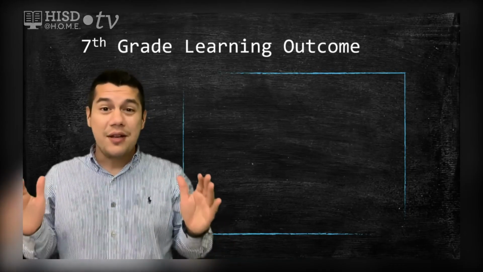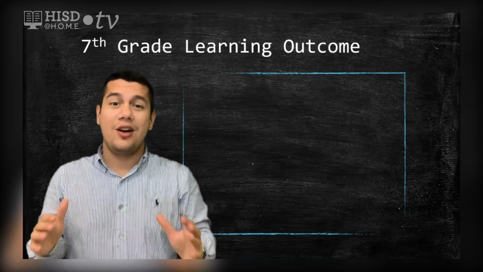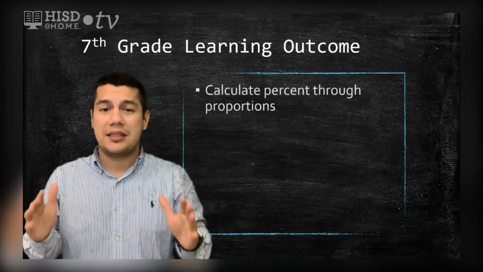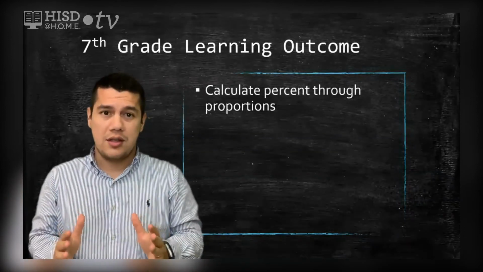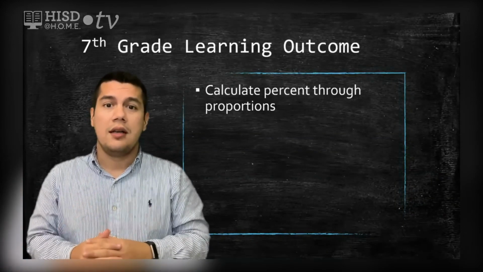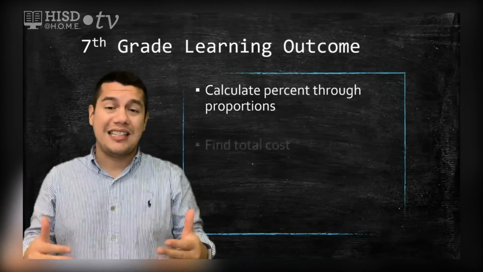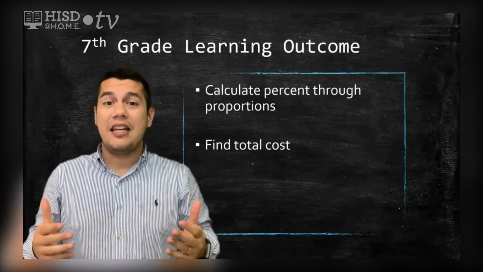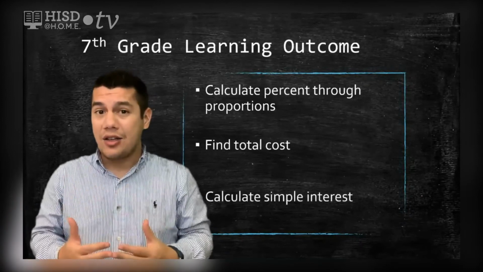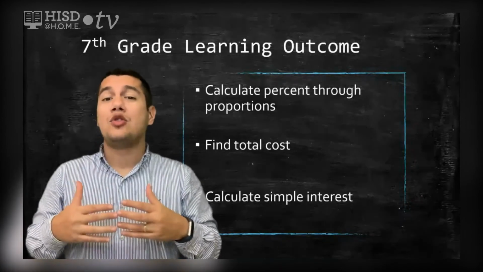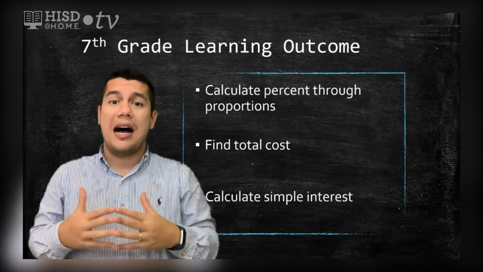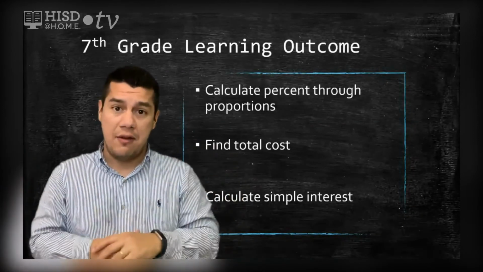For our 7th graders, our learning outcome was we learned how to calculate percent through proportions. We also reviewed how to find total cost. And finally, we learned how to calculate and how to add simple interest to our total savings.